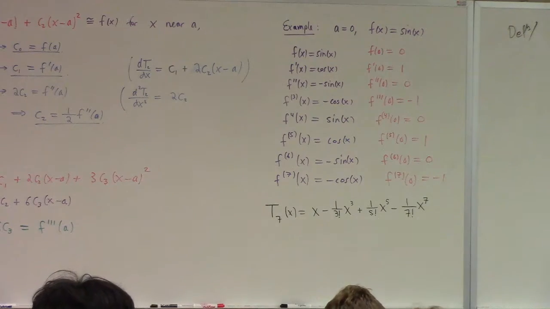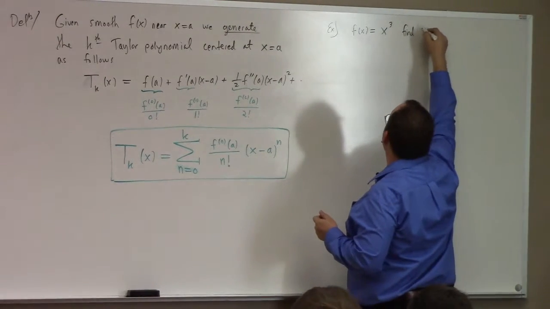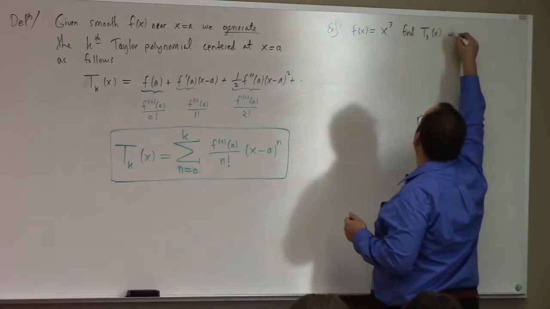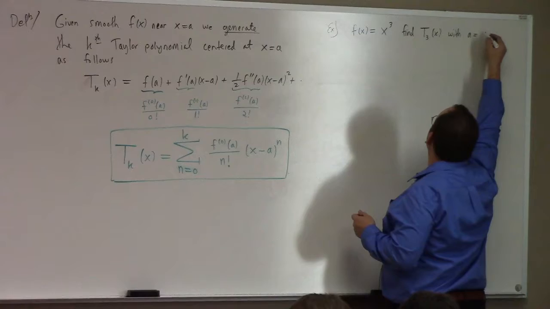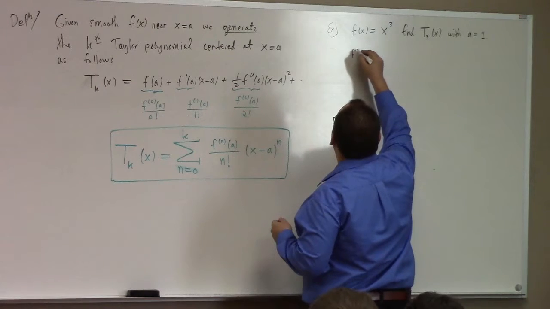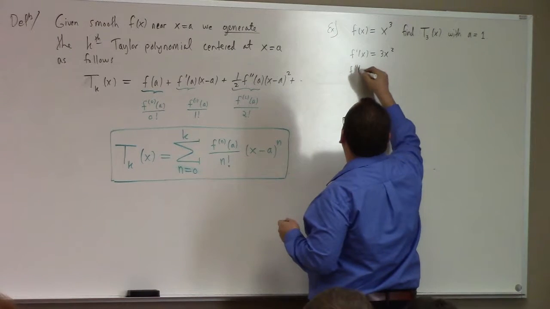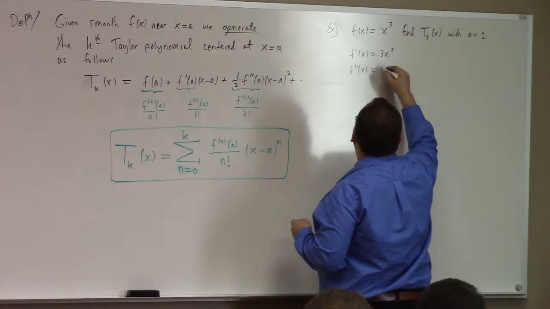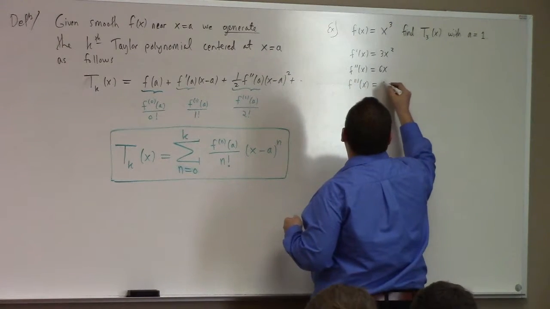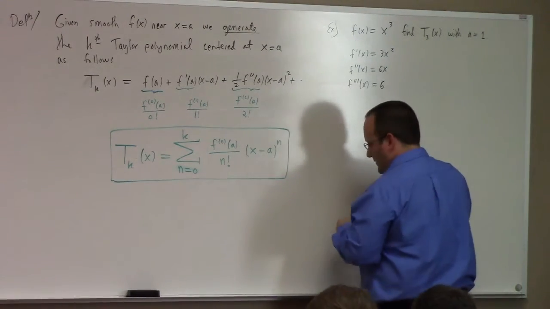So for example, we could have f of x equal to x cubed. Find T3 of x, where with center a equal to 1. Okay, so f prime of x is what? 3x squared. f double prime of x equals what? 6x. What's f triple prime of x? 6.